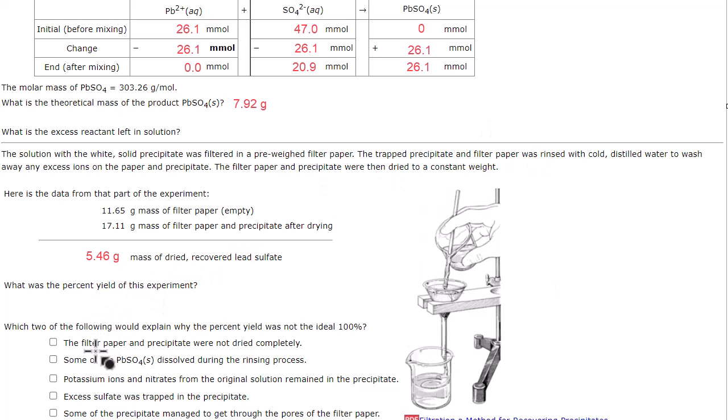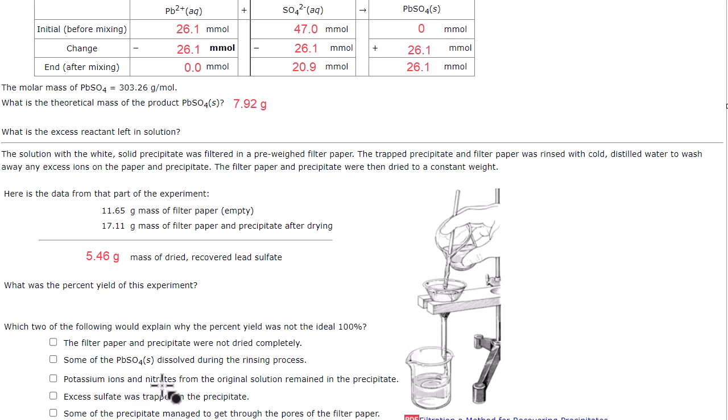Now, I've got some possible choices here. If we had filter paper and it wasn't dried completely, our final mass would have been greater. We would have had some water on this filter paper, so that would have given us, if this is like 18, a larger mass. We know that's not a reason. Now, if some of this lead sulfate dissolved, that means some of the lead sulfate got through the filter paper because it couldn't be trapped because it's dissolved, and we'd have a smaller amount left. That looks good. That would be great.